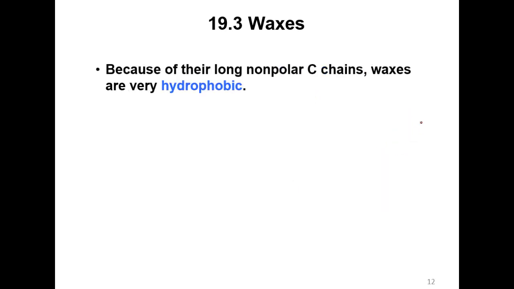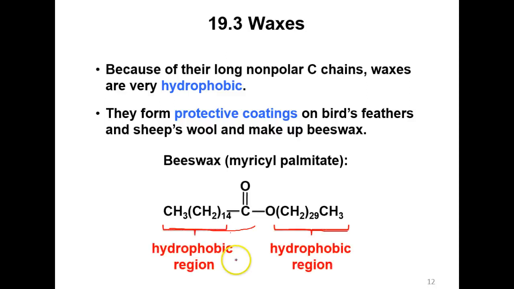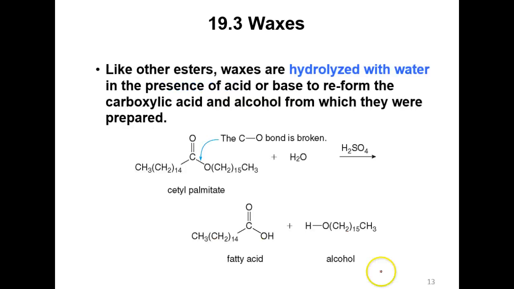Because of their long nonpolar carbon chains, waxes are hydrophobic. They form protective barriers on bird feathers, on sheep's wool, on beeswax. Here's just an example of beeswax where you have 30 carbons here and another 16 carbons there. So 46 carbons in total. Very, very nonpolar. And again, it's hydrolyzable because you can split this ester bond by hydrolysis. So you have 2 hydrophobic regions in this case.